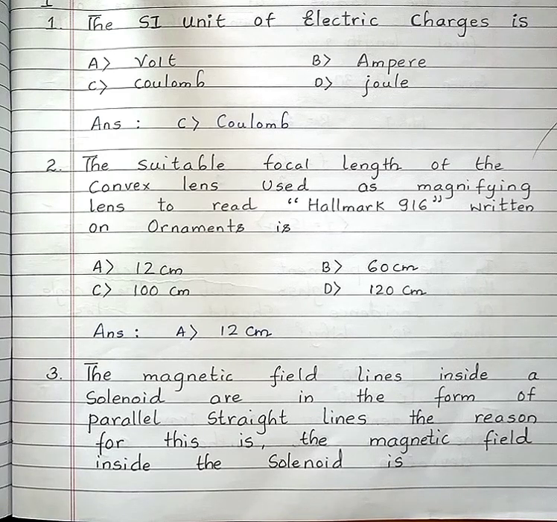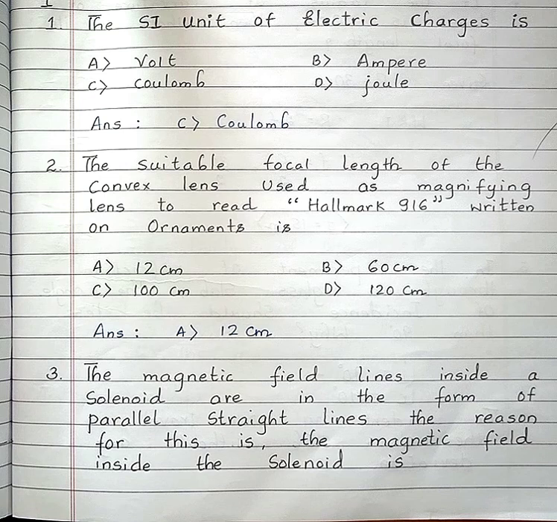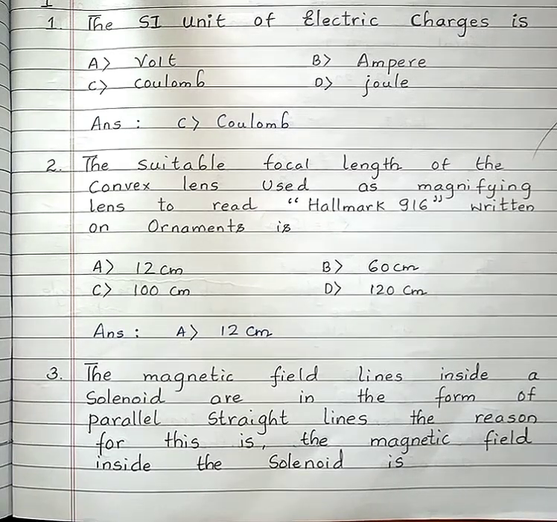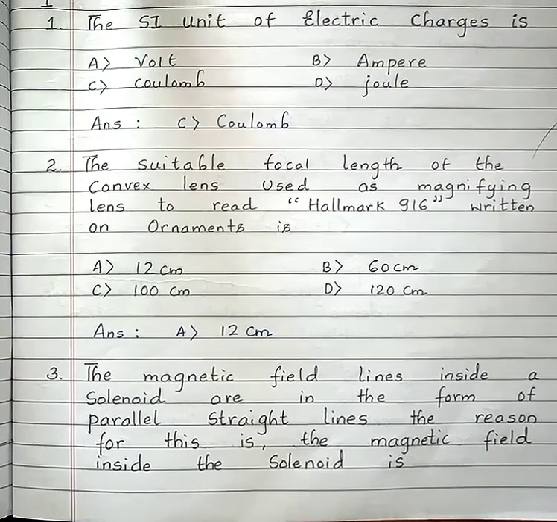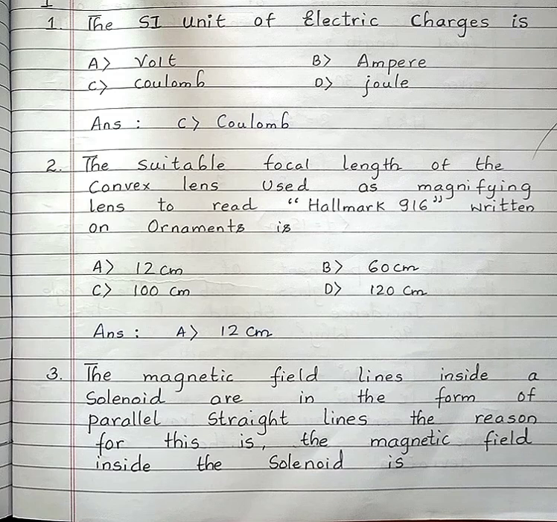Question 2. The suitable focal length of the convex lens used as magnifying lens to read hallmark 916 written on ornaments is option A 12 cm, option B 60 cm, option C 100 cm and option D 120 cm. Answer option A 12 cm.